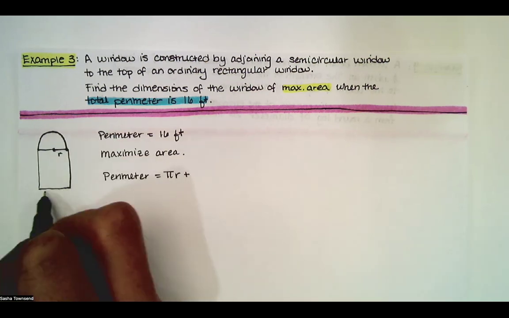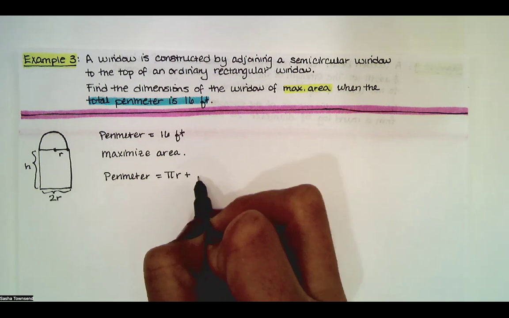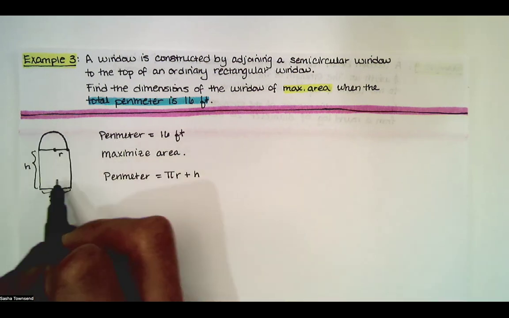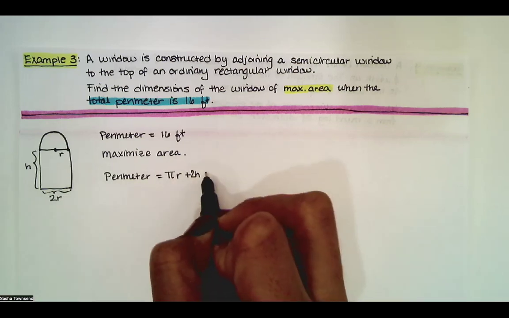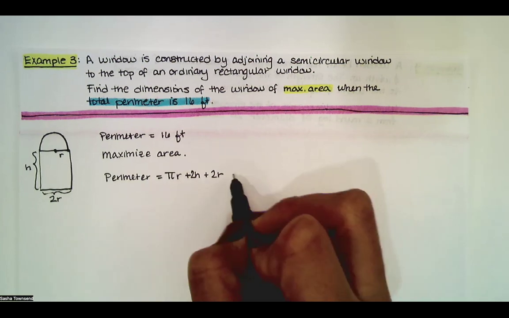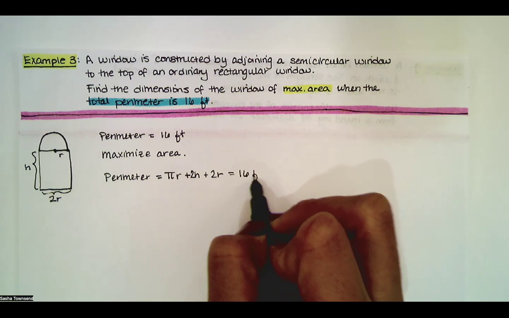And then down here, we're going to have 2r as this dimension. And then I don't know what this dimension is, I'll just call it the height. So pi r, and then I've got a height and another height, so there's 2 times the height. And then I've got 2r down there is equal to my perimeter. The r and h are in feet, so this is going to be 16 feet.